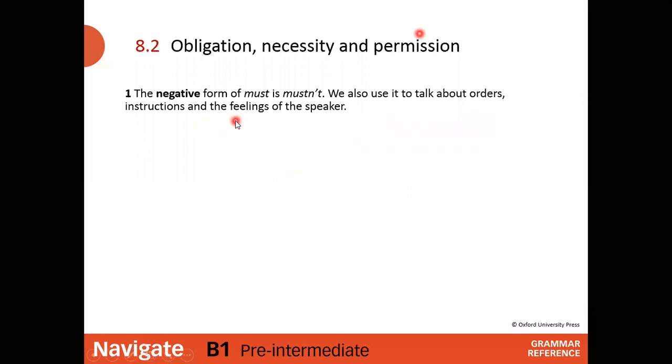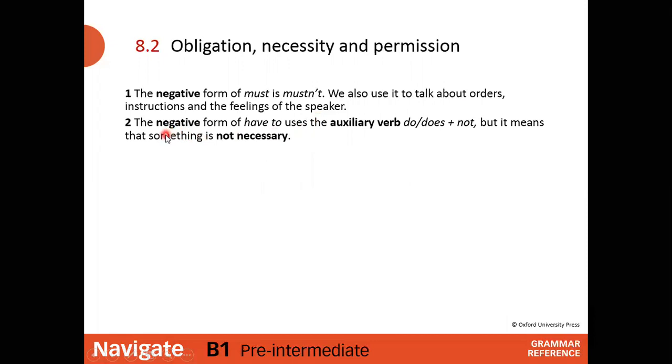Now next slide. The negative form of must is mustn't. We also use it to talk about orders, instructions, and the feelings of the speaker. So in both must and mustn't forms, there is the same rule. So they are orders, instructions, and feelings of the speaker.